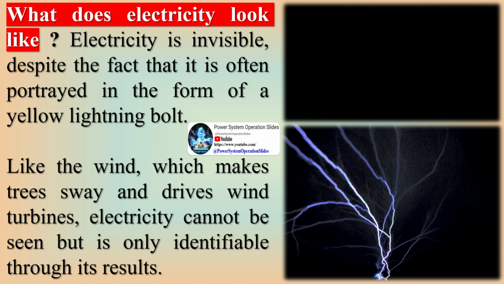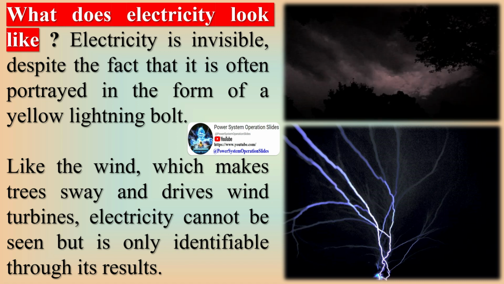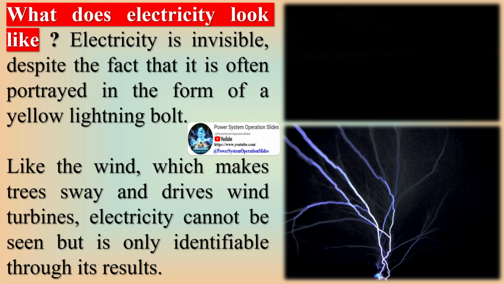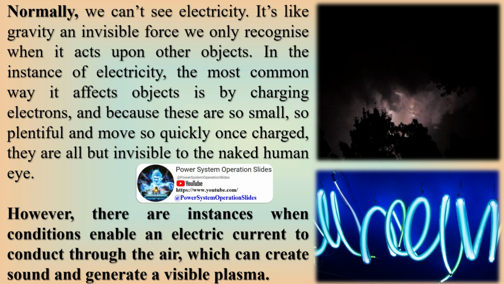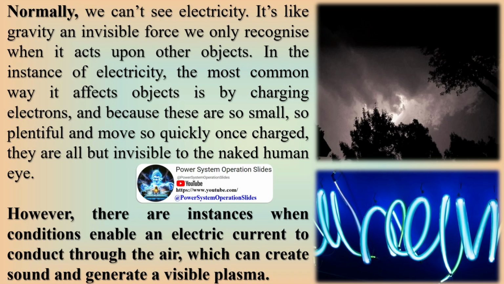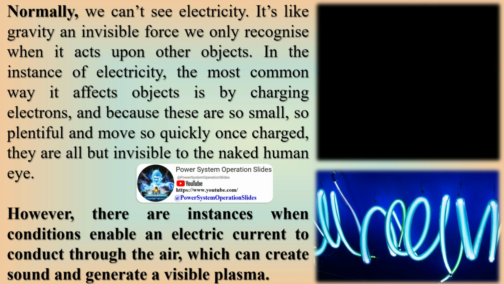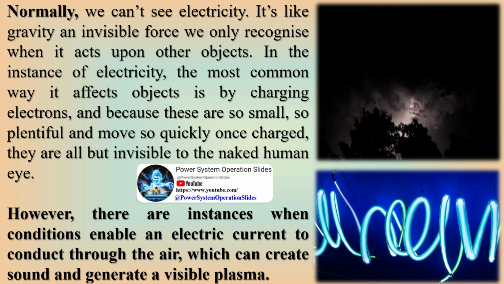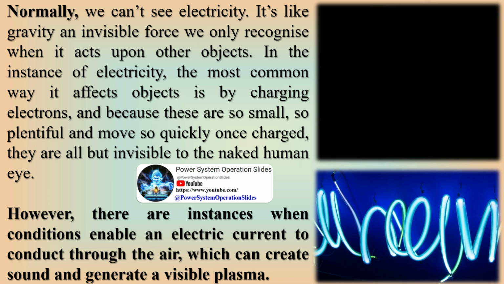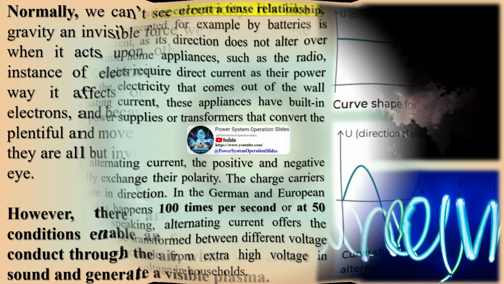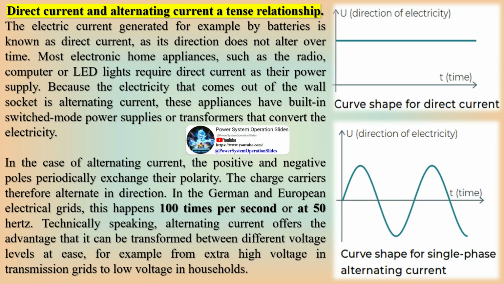What does electricity look like? Electricity is invisible, despite the fact that it is often portrayed in the form of a yellow lightning bolt. Like the wind, which makes trees sway and drives wind turbines, electricity cannot be seen but is only identifiable through its results. Normally, we can't see electricity. It's like gravity, an invisible force we only recognize when it acts upon other objects. In the instance of electricity, the most common way it affects objects is by charging electrons, and because these are so small, so plentiful, and move so quickly once charged, they are all but invisible to the naked human eye.